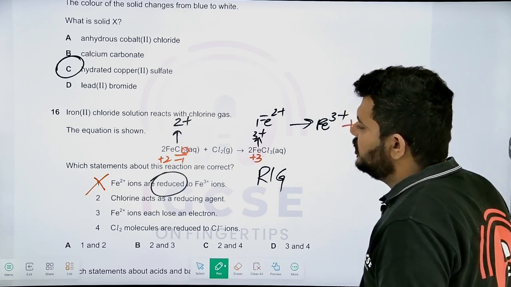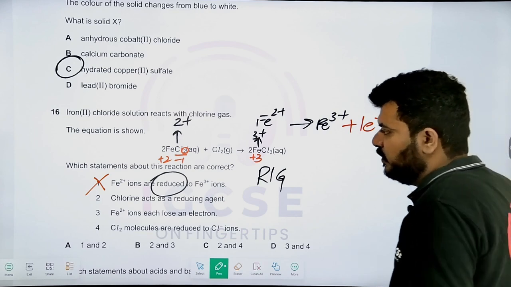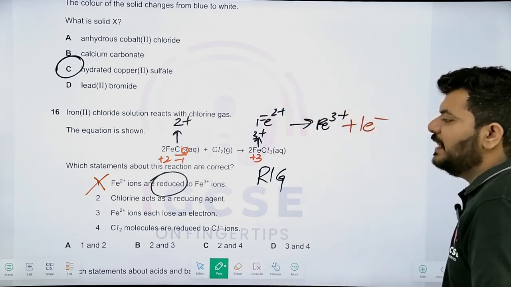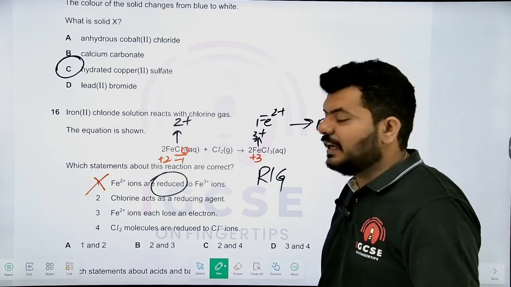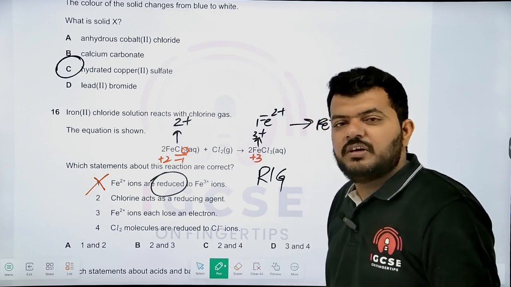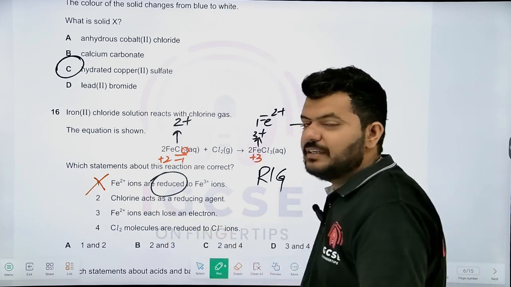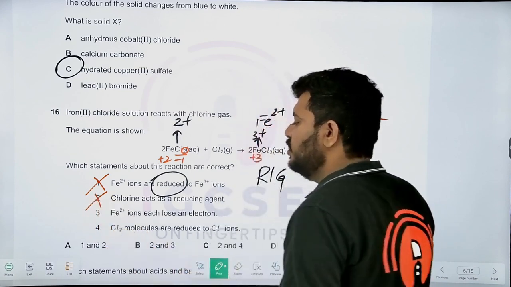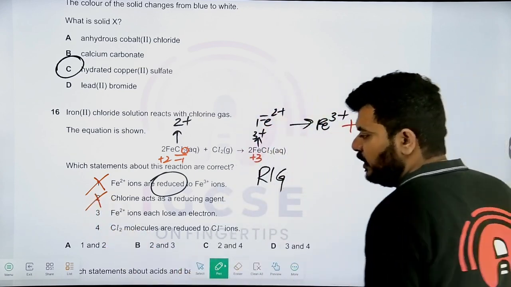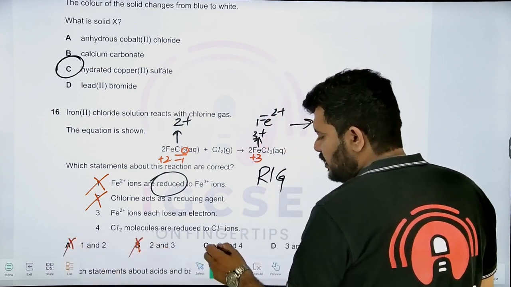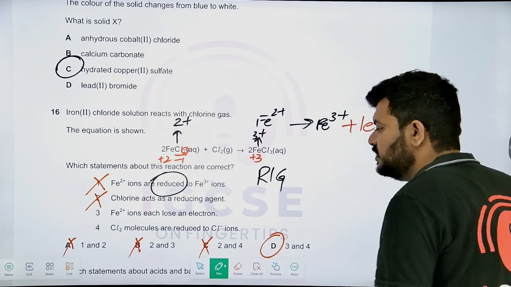Chlorine acts as a reducing agent. See, if iron is not getting reduced, chlorine cannot act as a reducing agent, right? Iron is getting oxidized, so chlorine must get reduced, or in other words, chlorine must act as an oxidizing agent. So definitely second is also incorrect. Now let's look at options. Second is incorrect, so this cannot be correct, this cannot be correct, this cannot be correct, and only this is correct.